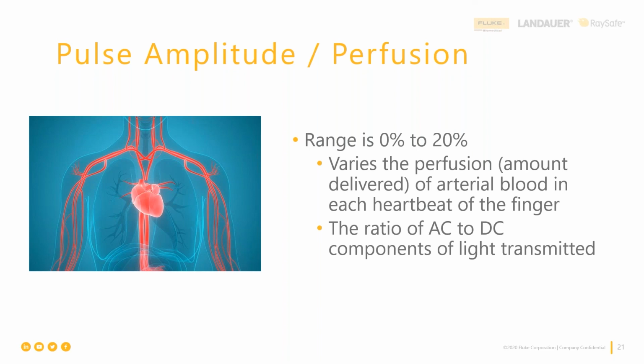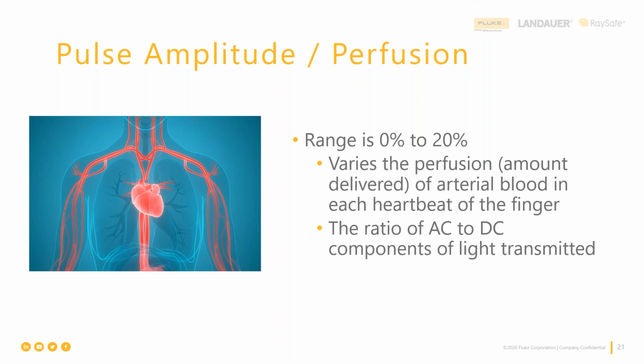All right, pulse amplitude and perfusion. The range of pulse amplitude is 0 to 20%. What does that mean? Think about it as the strength of the pulse. If you were to feel the pulse of a patient with your fingers on the blood vessel, the pulse would feel relatively stronger or relatively weaker. So think about this pulse amplitude as how strong that pulse feels, expressed as a percentage from weak to really strong. That is the range of pulse amplitude or perfusion. It varies the amount of arterial blood delivered in each heartbeat to the finger.